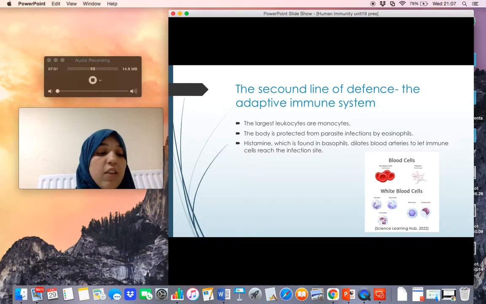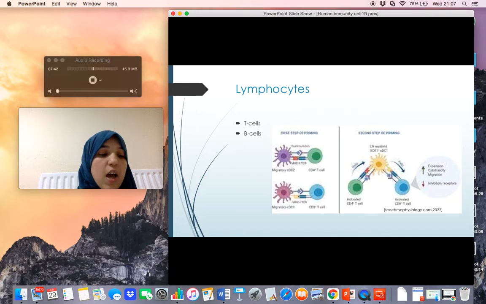entering circulation. To carry out the phagocytosis process, monocytes differentiate into macrophages on the slide. Descriptions of several immune cells may be seen. Another form of white blood cell is the lymphocyte, which is present throughout the body in the lymphatic tissue. Lymphocytes come in two different varieties, T cells and B cells.